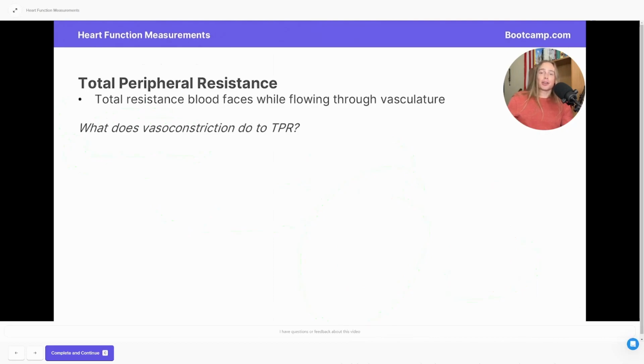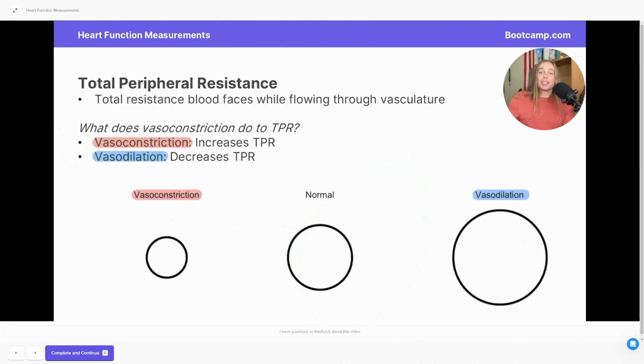TPR is just going to describe the amount of resistance that blood is going to experience while flowing through the body's vasculature. This is of course because blood is going to be moving through a series of smaller and smaller tubes, and that's going to create a lot of resistance. Total peripheral resistance is affected by both vasoconstriction and vasodilation, so what effect would you expect vasoconstriction to have on TPR? So to answer this question, we first need to recall what vasoconstriction and vasodilation are.